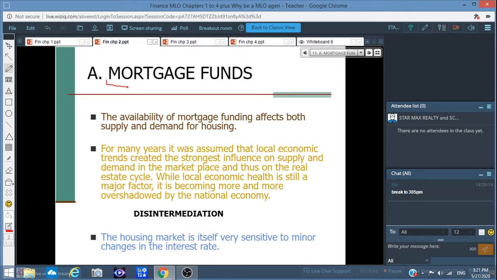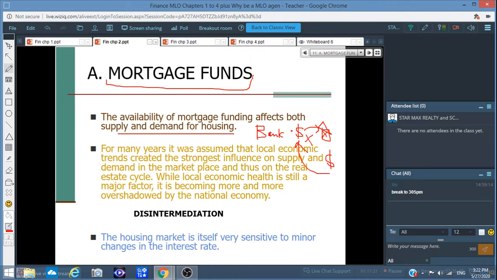Okay, mortgage funds. Where is it coming from? Okay, so the availability of mortgage funding affects both supply and demand for housing. The old traditional way is that you go to the bank, right? You deposit money in the bank, and then the bank uses your money, right, to lend out for a house, okay, and then they sell it to the secondary market, they get the money back, and then they do it all over again, okay? That's traditionally.